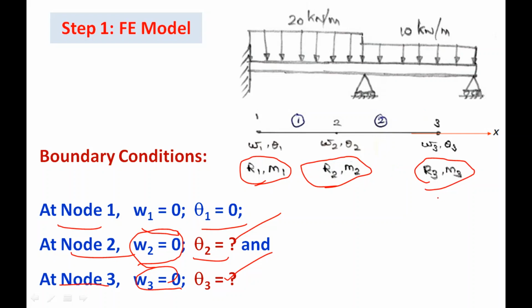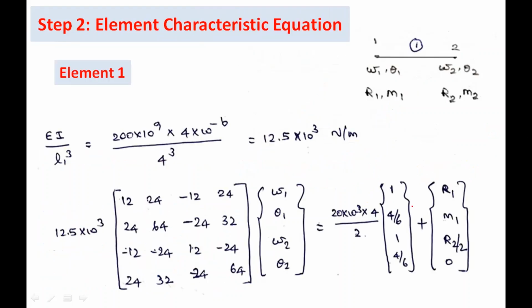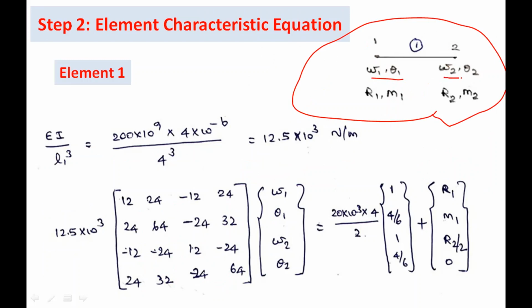Now we have to form the element characteristic equation for elements 1 and 2. Then we have to assemble these equations to form the global characteristic equation. The element characteristic equation, this is the first element, node 1 with degrees of freedom W1, theta 1, node 2 with degrees of freedom W2, theta 2, and the reaction force and moment. First we are finding the EI by L cube value.